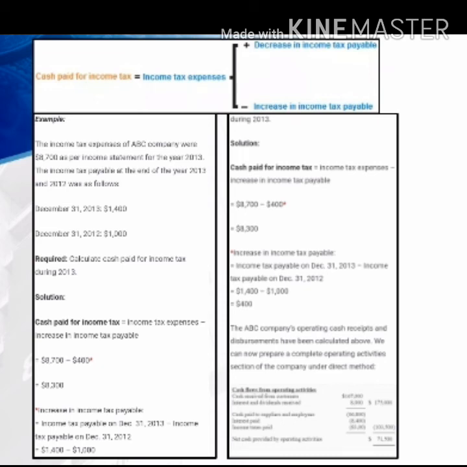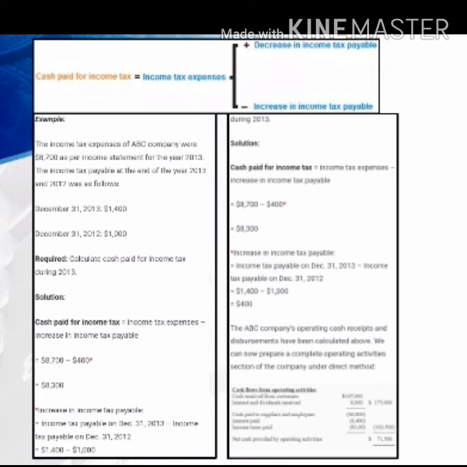Now we should calculate the total cash paid for income tax. So $8,700 minus $400 is equal to $8,300.